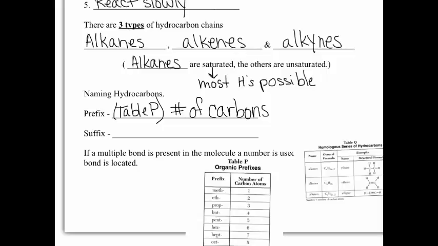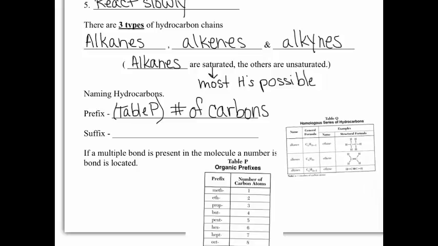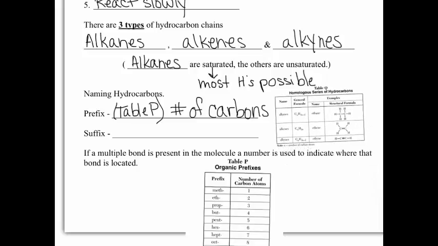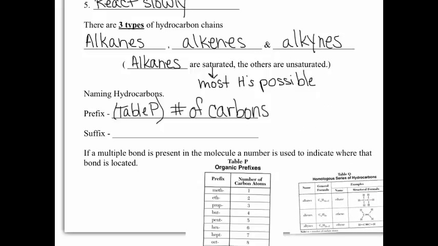The suffix is going to indicate double or single or triple bond that you may have between your carbons. So that you're going to get from here. If it ends in ANE, it's going to have all single bonds. If it's ENE, it has at least one double bond. If it's YNE, it's going to have at least one triple bond. So we're going to get that from table Q, and this is going to tell you the type of bond between the carbons.